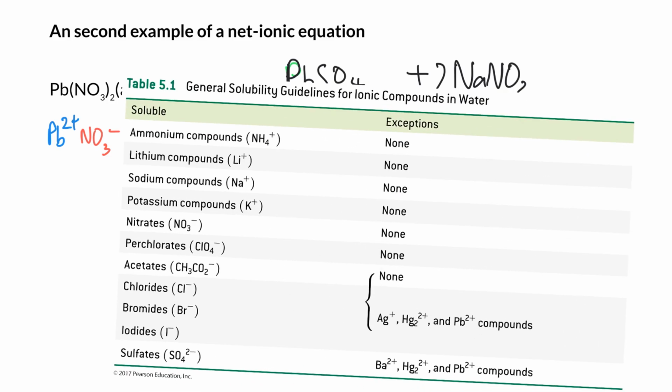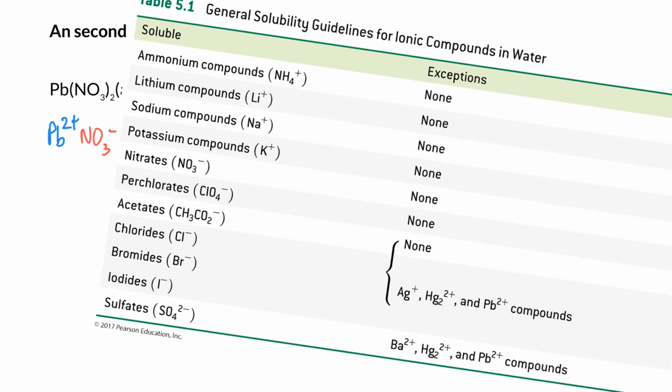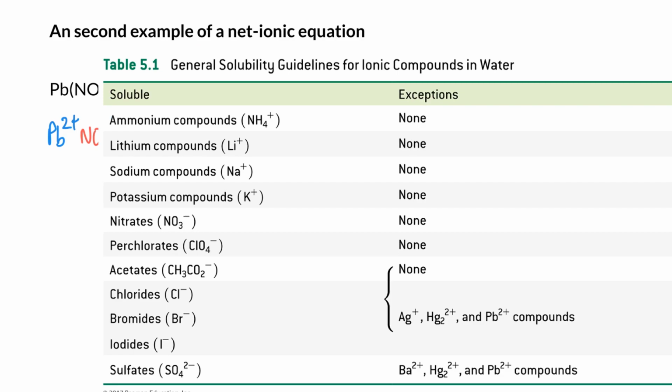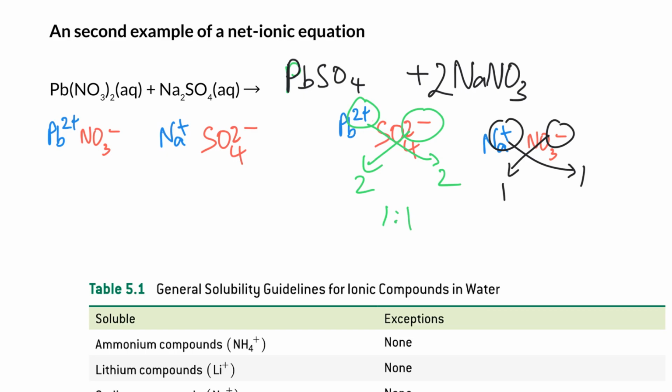So it says for sulfate, it is generally soluble. But the exceptions are if it has one of these 3 ions listed on the side: barium, which it doesn't; mercury, which it doesn't; but lead, it does. So because lead is one of those exceptions, then we aren't allowed to let it dissolve in water. So we get to write a big fat S next to it with a down arrow.